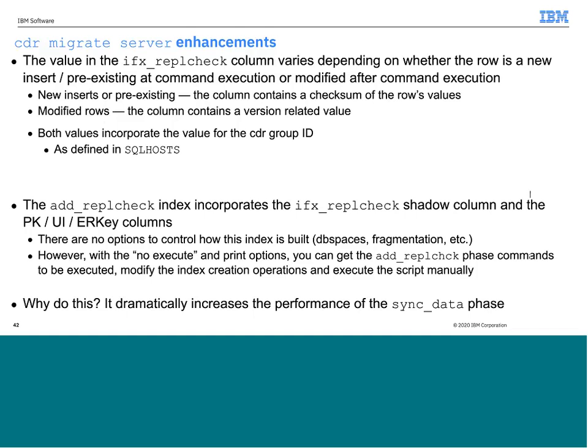So again, why would you want to add this REPL check column? Well, it dramatically increases the performance of the sync data phase because we're not having to transport rows back and forth. We're just checking the GUID values. If they're different, then we know we need to push that row. If the value is the same, we don't push it.